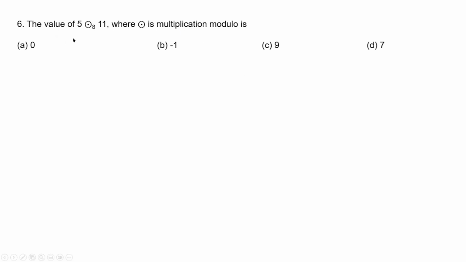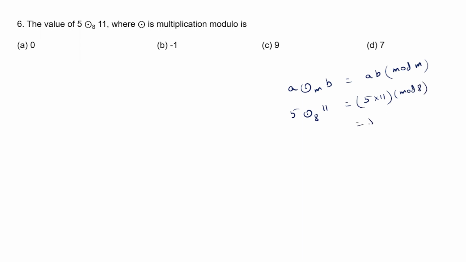The next question: the value of multiplication modulo 8 of 5 into 11 is, where we have this symbol which represents multiplication modulo. This question was given in last year's sample question paper. Here we have multiplication modulo m of a into b, which is equal to ab mod m. So here we have multiplication modulo 8 of 5 into 11, so it is 5 into 11 mod 8. 5 into 11 is 55 mod 8. When we divide 55 by 8, we will get the remainder as 7. So the correct option is option D, which is 7.